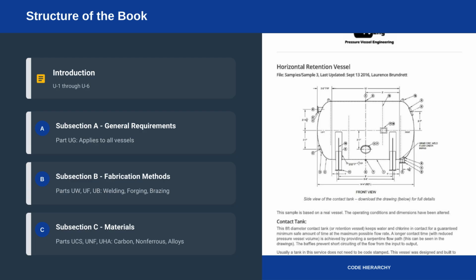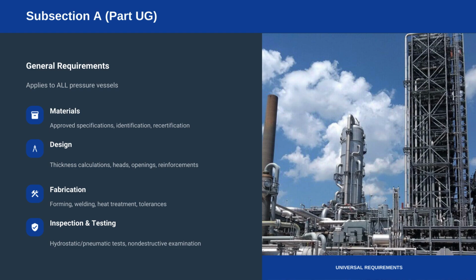The code is structured into three clear subsections. Subsection A covers general requirements for everyone. Subsection B covers fabrication methods like welding. And subsection C is for specific materials like carbon steel. Think of it as general rules, then methods, then materials.